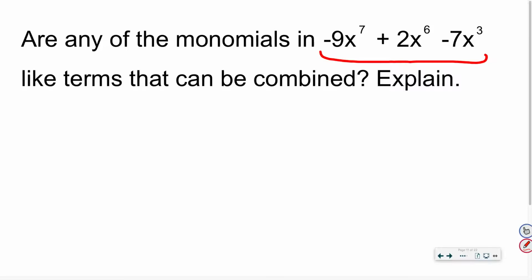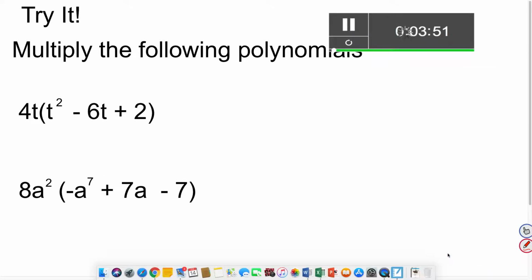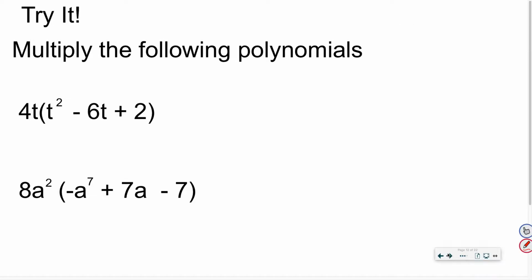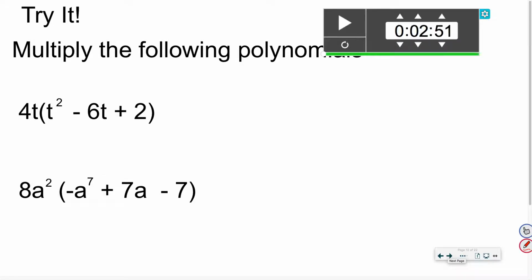I'm done. I've simplified. I've multiplied it out. If I could add it together, I would, but I can't. No like terms. So at this point, you would be done. You multiplied your monomial times your polynomial. You're good. I want you to try these two. Like 3 minutes. 3.5. So 3.5.